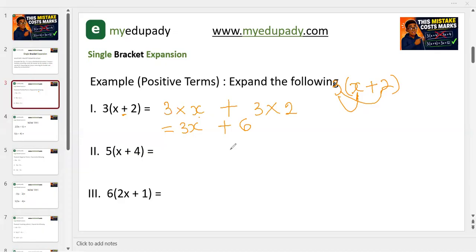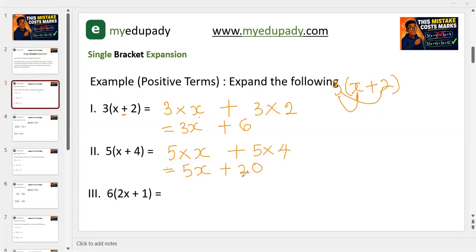Let us take another example. We have 5 into bracket x plus 4. So what do we do? We are using the same idea. We say 5 multiplied by x, add 5 multiplied by 4. 5 multiplied by x will give us 5x. Add 5 multiplied by 4 will give us 20. Hence, the result to this expansion is 5x plus 20.